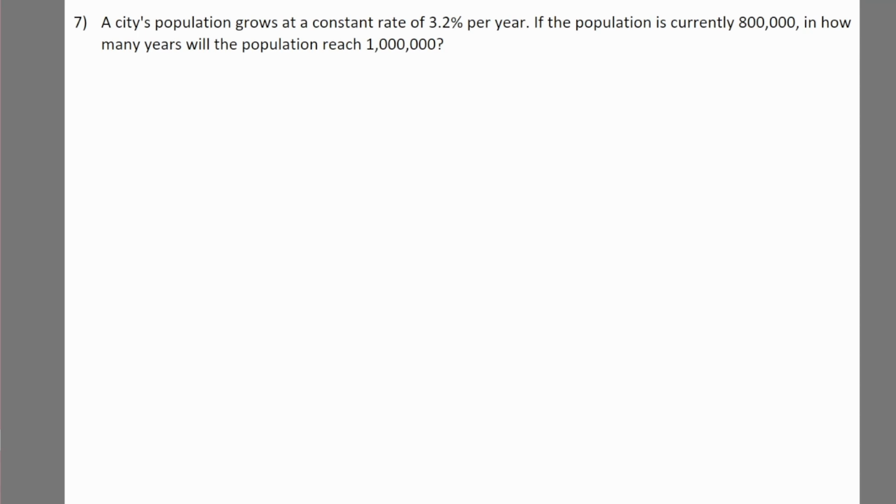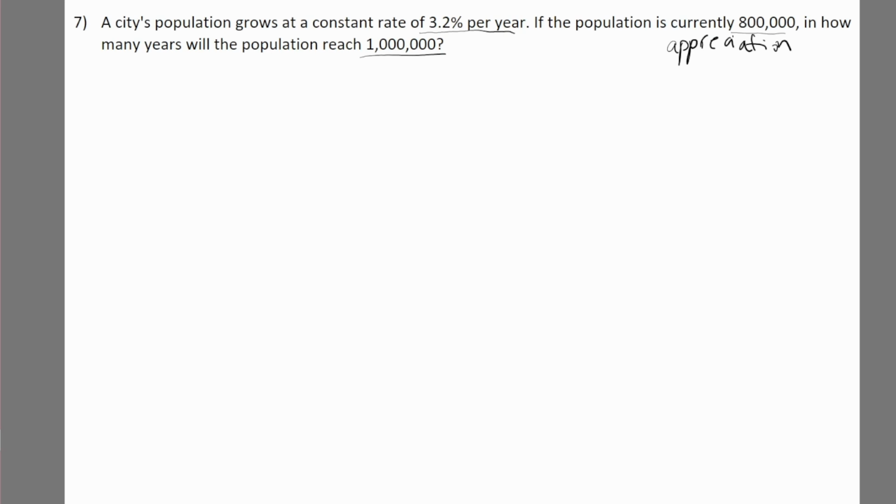Okay, let's take a look at question 7. A city's population grows at a constant rate of 3.2% per year. If the population is currently 800,000, in how many years will the population reach 1 million? Okay, so as I've said before, whenever you're dealing with population increasing, you're dealing with appreciation. It's always appreciation.